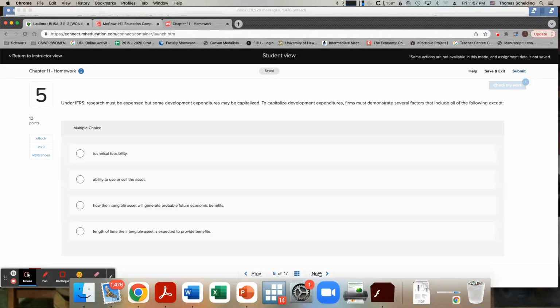Length of time the intangible asset is expected to provide benefits. That is not considered, because you can have an intangible asset that delivers benefits for a short time or a very long time. None of that really matters when we're talking about the capitalization of development expenditures. Some assets are short lived, some are longer lived. That's just all part of that process.